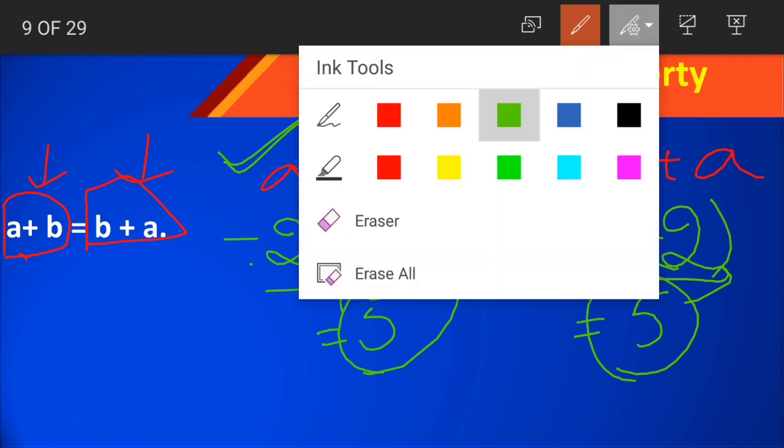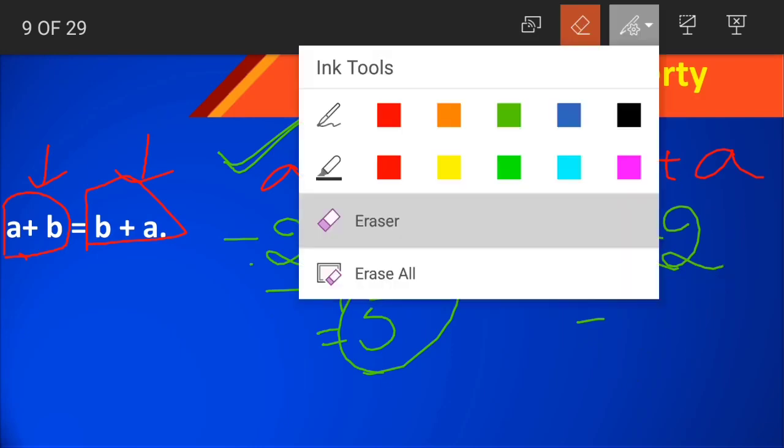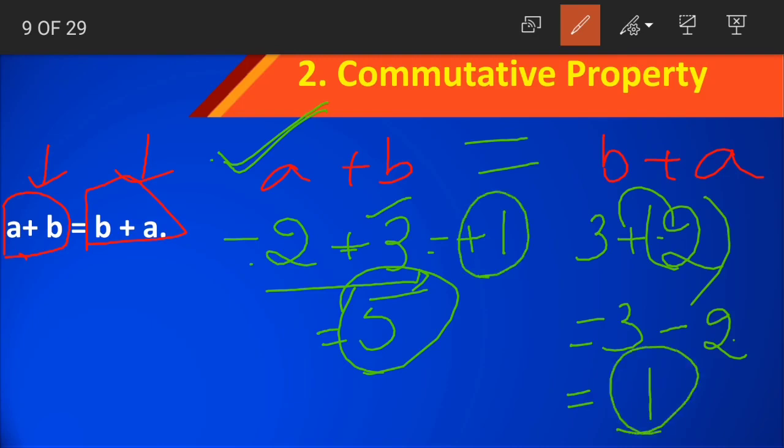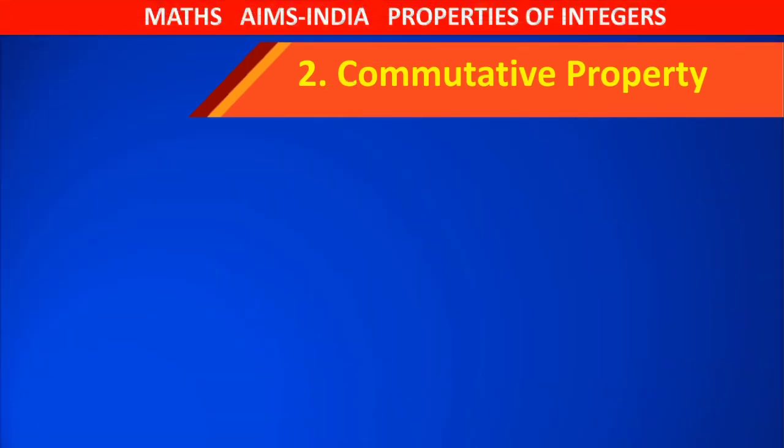Next, 3 plus minus 2. Here again, the signs are different, so the result takes the sign of the higher absolute value number, which is 3. 3 minus 2 is 1, the normal subtraction we do. So 3 plus minus 2 is 1. See here, LHS is equal to RHS. Again, we have proved that addition of integers satisfies the commutative property.